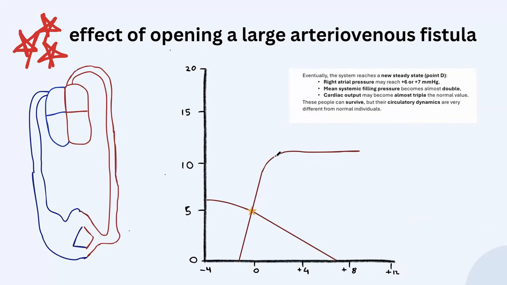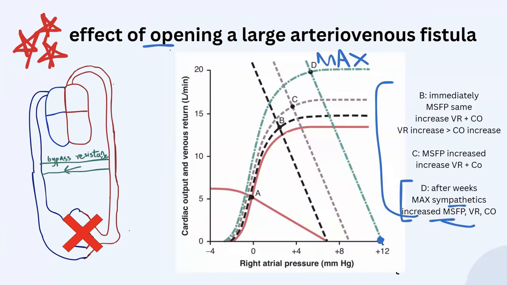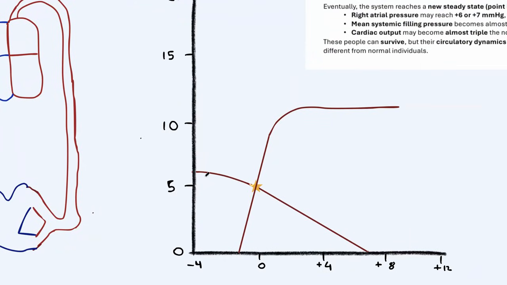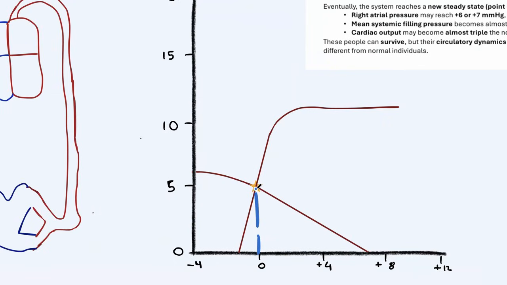Now, this is a little exercise for you. It would really help if you guys learned how to draw the curves. It's a very simple concept, really. I already drew the first part of it. So this is the normal conditions. In normal conditions, at 0 right atrial pressure, you have a cardiac output or a venous return of 5. Okay, so this is the normal.